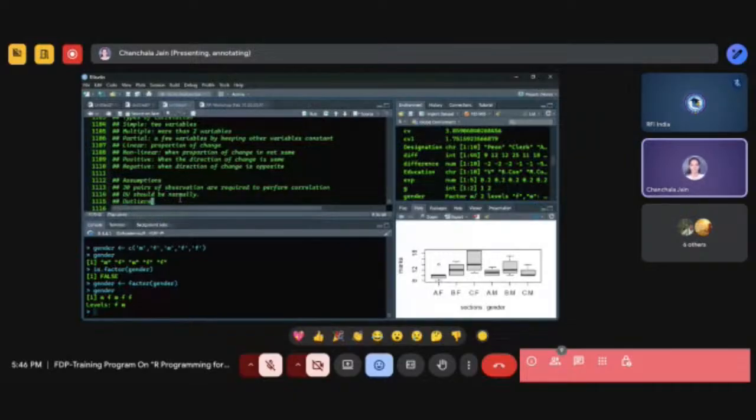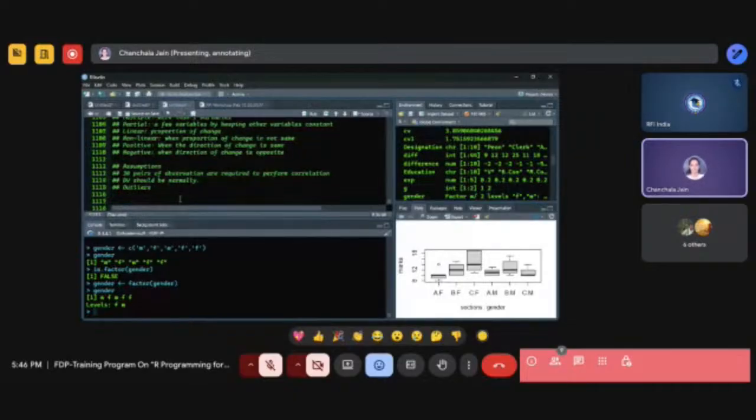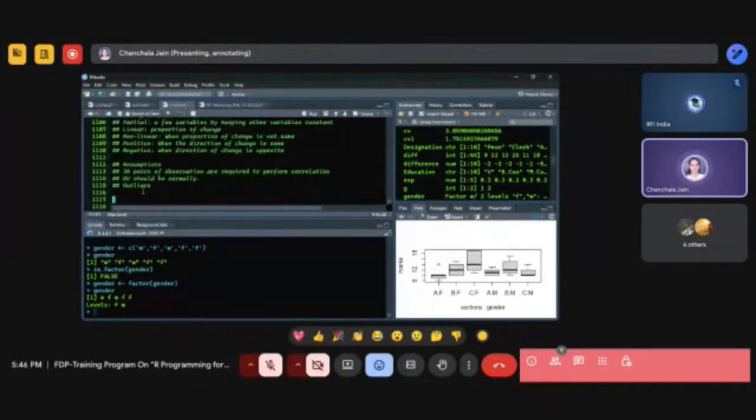Right? So this is the one thing. The last thing about correlation is that correlation is not a causation. Correlation is not a causation. Causation means cause and effect.